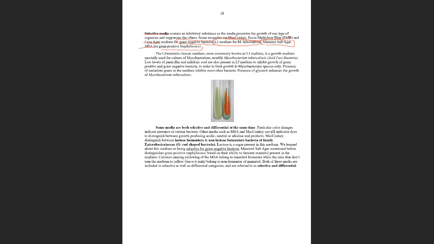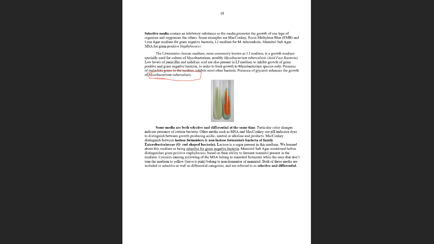We can't even go through the whole list, but as long as you understand the concept, that's the main purpose here. But these are some media that we're going to be discussing in our upcoming labs. So down here you see LJ, the selective medium that I mentioned for Mycobacterium tuberculosis. This is your LJ medium.